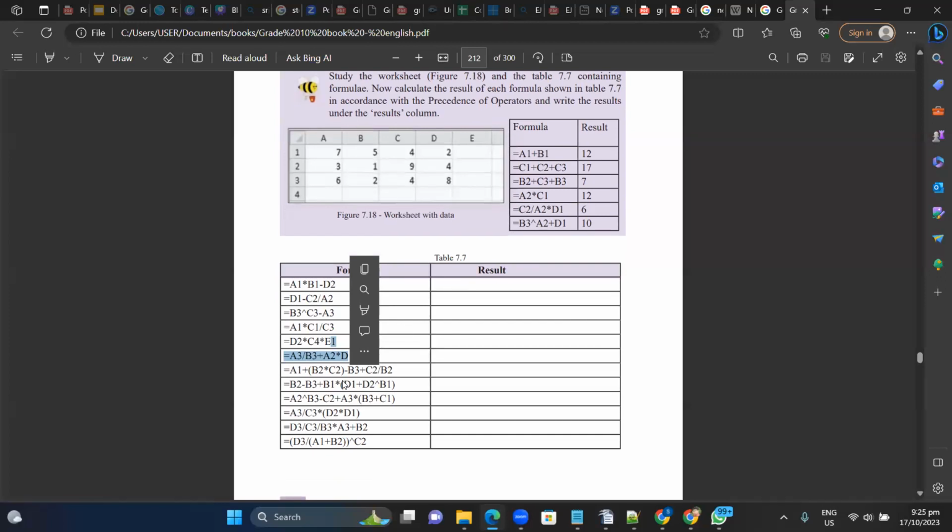Okay, you need to think wisely. A3 divided by B3. A3 is 6 divided by B3 is 3, now plus A2 multiplied by D1. A3 is 6. 6 divided by 3 plus A2 into D1. D1 is 6 plus 3, 9.